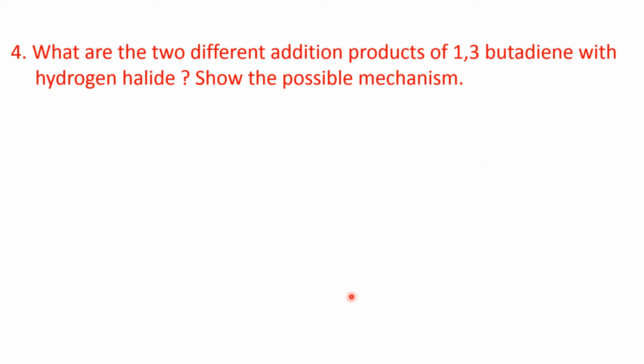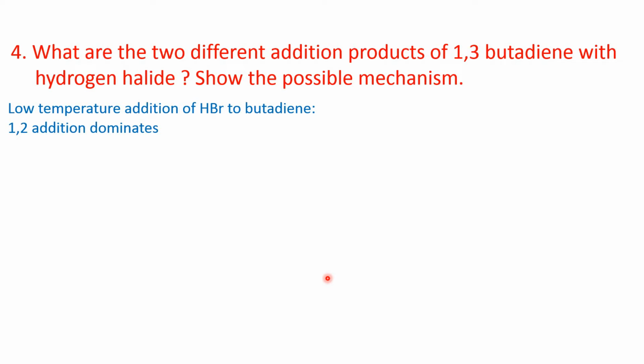Now fourth question, what are the two different addition products of 1,3-butadiene with hydrogen halide? Show the possible mechanism. Now at low temperature, addition of hydrogen halide, say hydrogen bromide, to 1,3-butadiene gives the 1,2 addition product. That means 1,2 addition dominates. Let's see.